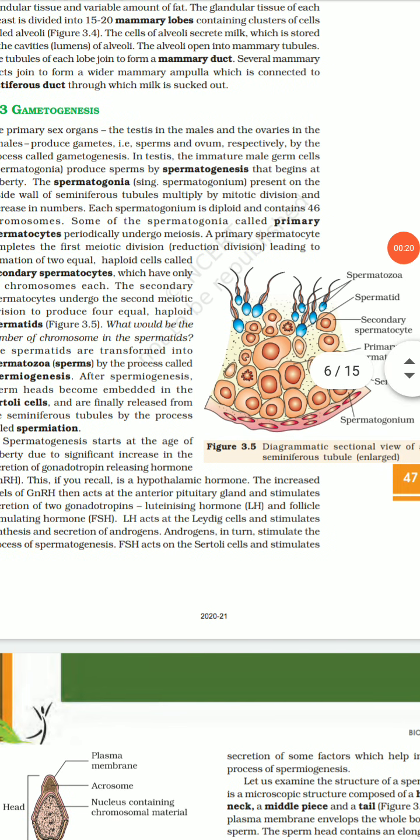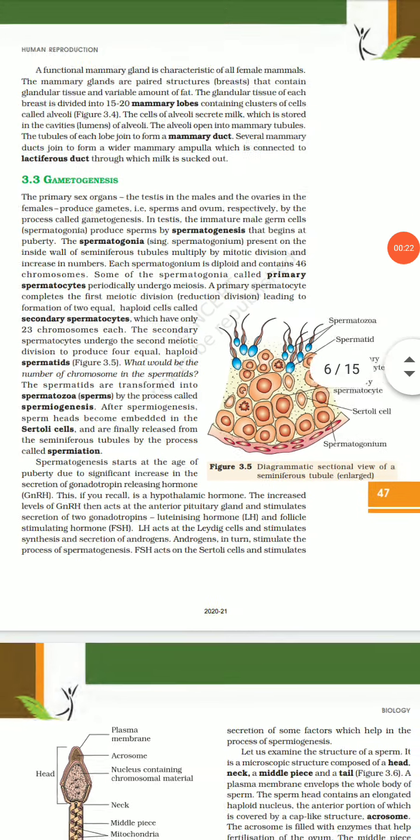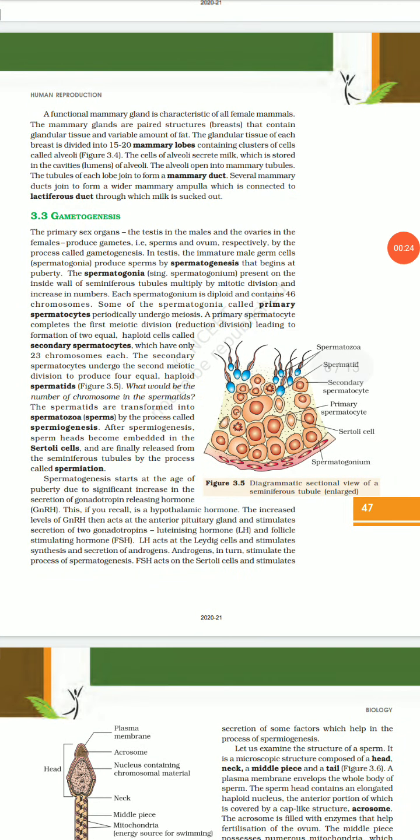So when we go into gametogenesis, in the male, the gamete which is formed is a sperm. Okay, so the production of sperm is known as spermatogenesis.